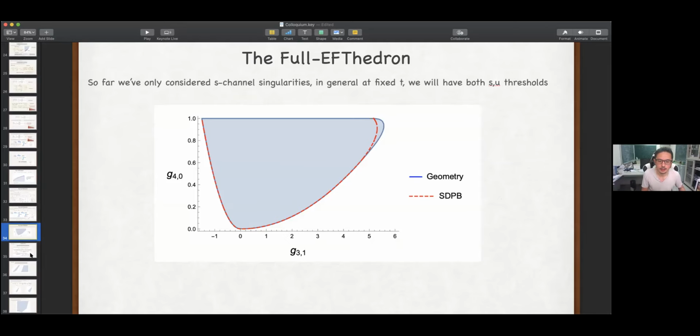And once again, you see that this is a space that is carved out by the geometry. And once again, this is the SDP, the linear programming bounds. And you see again this mismatch, which is once again related to the sufficient condition. The current boundaries that we have for the geometry are necessary boundaries, but they're not sufficient. And so this is related to that issue.